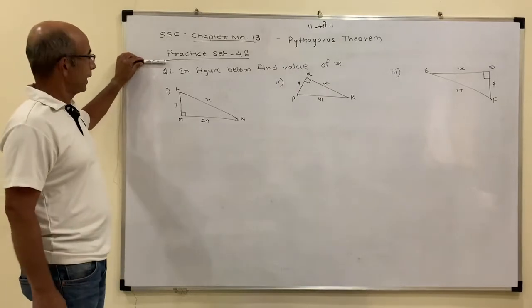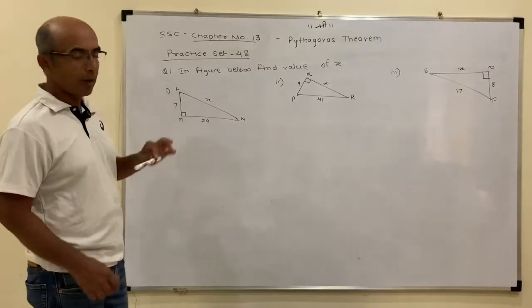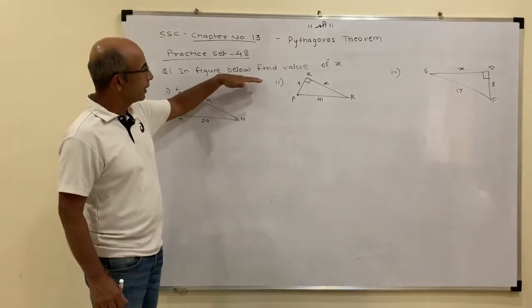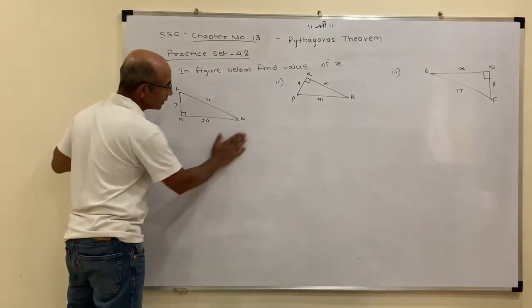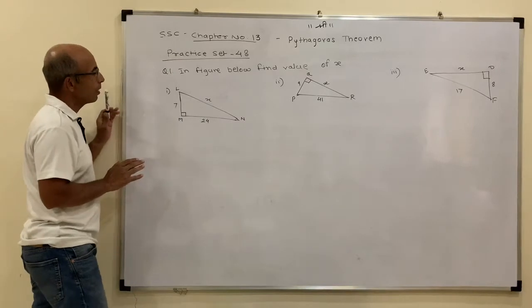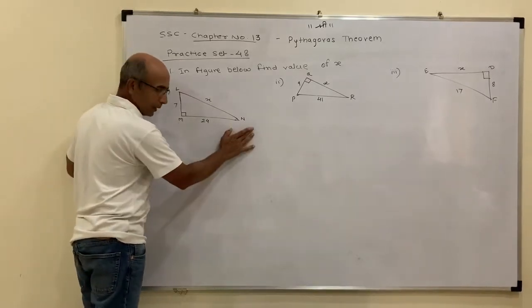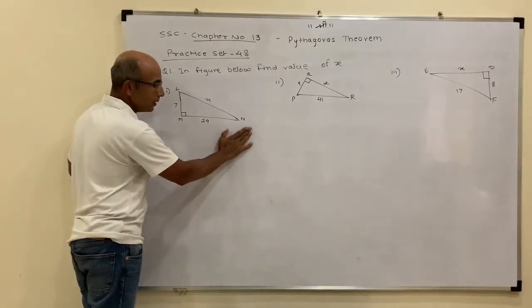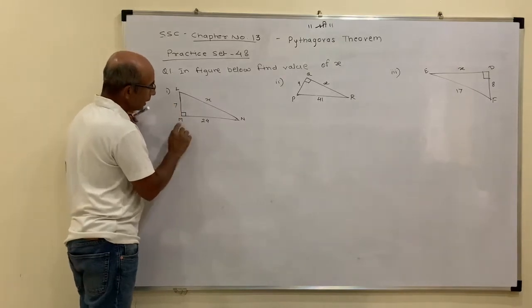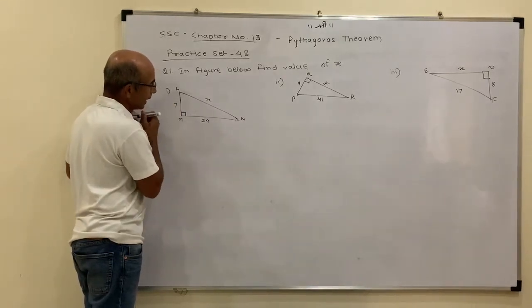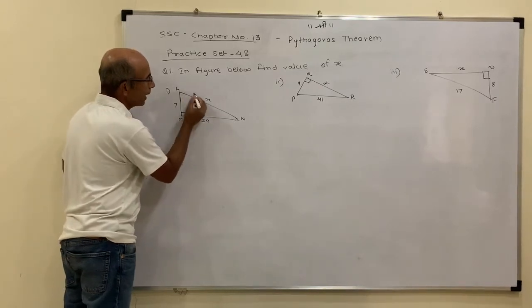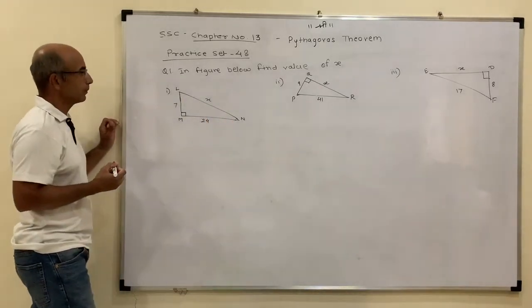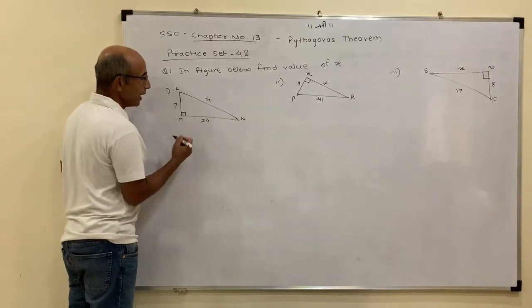Practice set 48. Question number 1. In figure below, find the value of x. Now see, the first question, this is the figure given. LMN is my right angle triangle. The important thing is the 90-degree angle is at M. So LN is my hypotenuse, which is the given x.